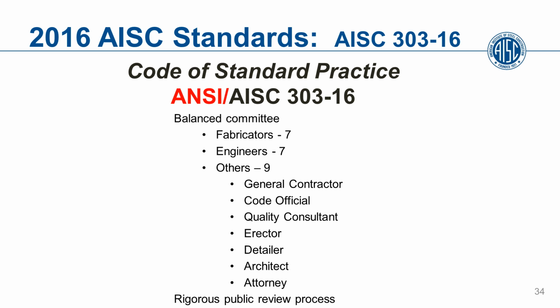So what's involved with being an ANSI standard? Well, it's required that the committee that writes the Code of Standard Practice be a balanced committee. So it's made up of 7 fabricators, 7 engineers, and 9 others, including a general contractor, a code official, a quality consultant, an erector, detailer, architect, an attorney, and that the entire Code of Standard Practice went through a rigorous public review process before it was published. That's how it became an ANSI standard for 2016.